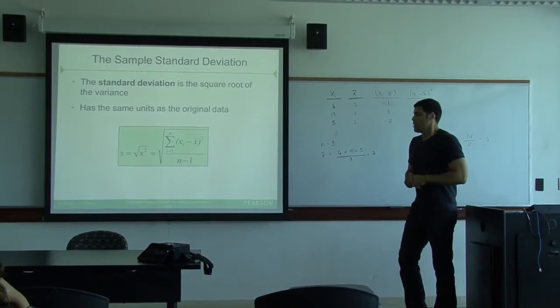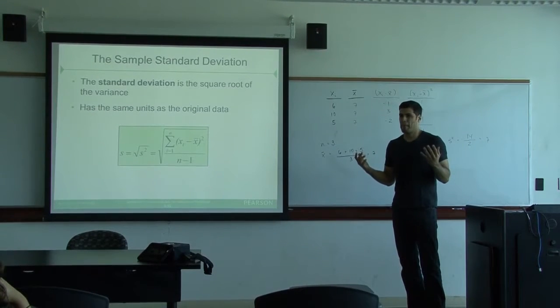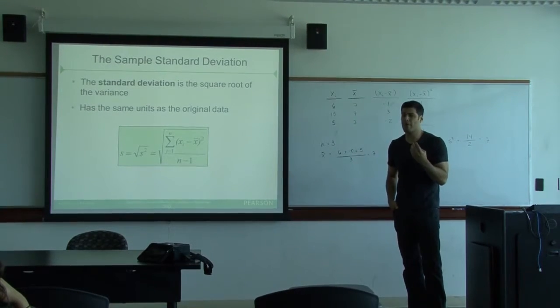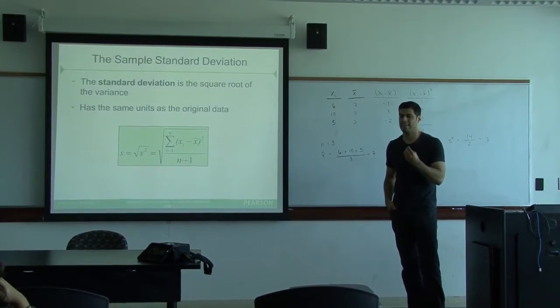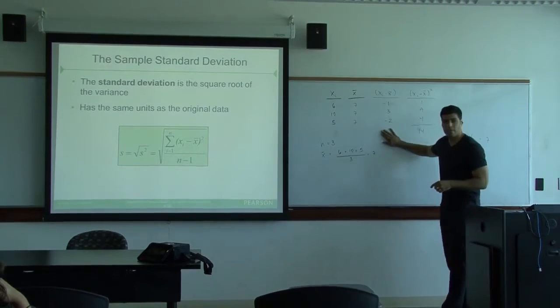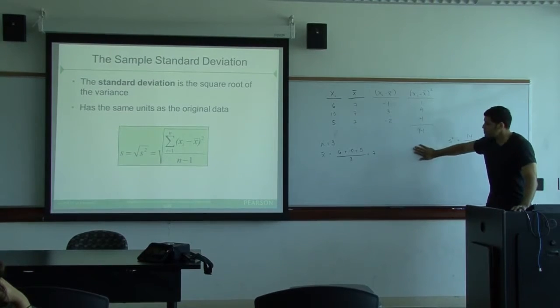Okay? So why do we have two then? Because the main reason why we have two is because the variance is difficult to interpret. It's hard to interpret the number that you get from the variance. Let's look at this example that I used before.